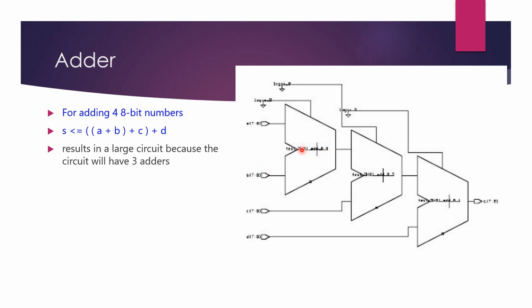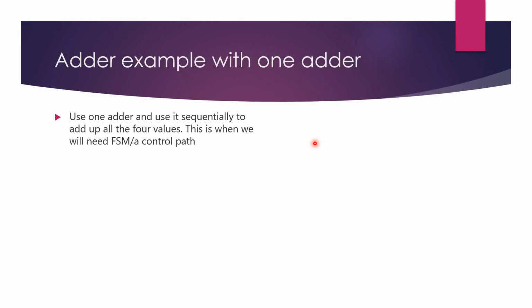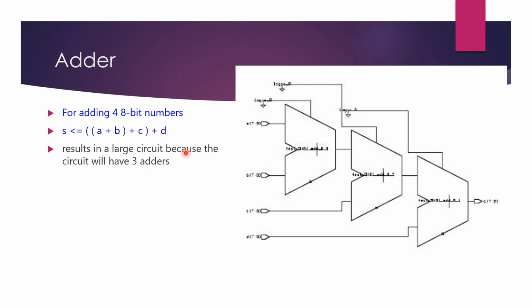So can we optimize the circuit? Can we do the same logic in a different way? Okay, we'll find out. I want to use one adder instead of 3 adders, and use it sequentially to add up all the 4 values. This is when we will need a state machine to control the path. State machine or a control path, right? I want to use only one adder because of the previous example.